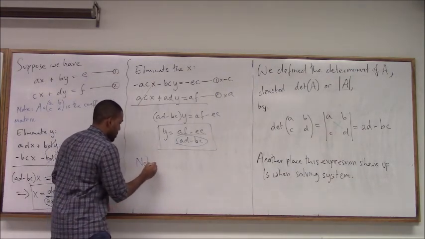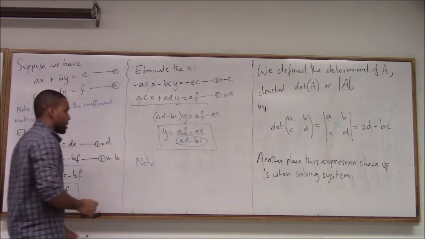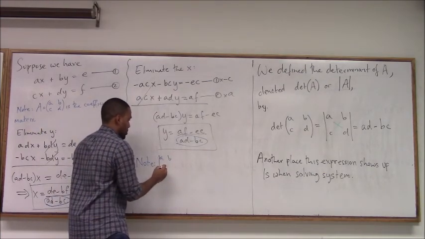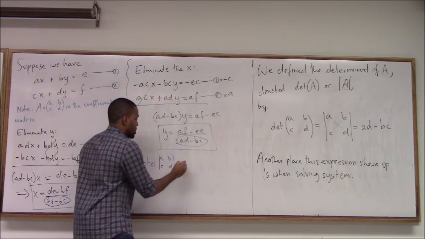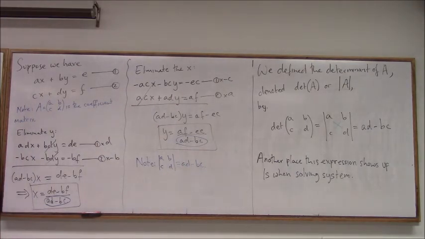I'm not going to be able to tell you how to find determinants. We're running out of time, so that'll be for next time. But know the following: we know that the determinant of the matrix with rows A, B and C, D is equal to AD minus BC. It turns out we can find similar expressions to express the numerators.